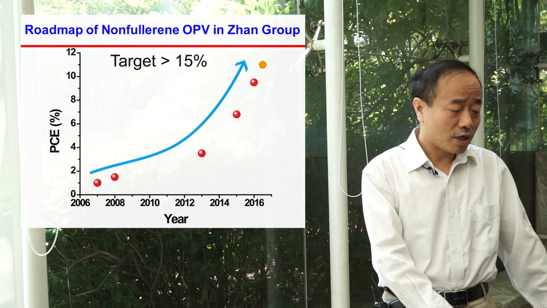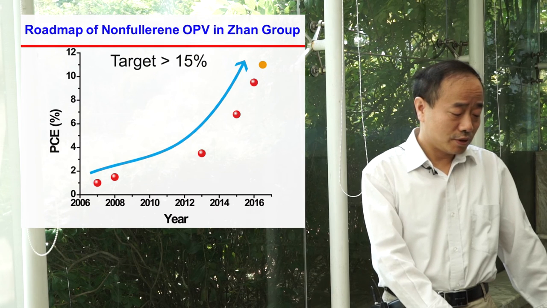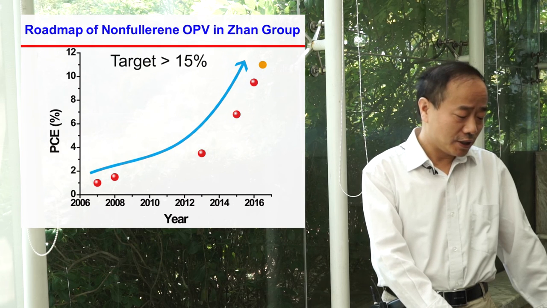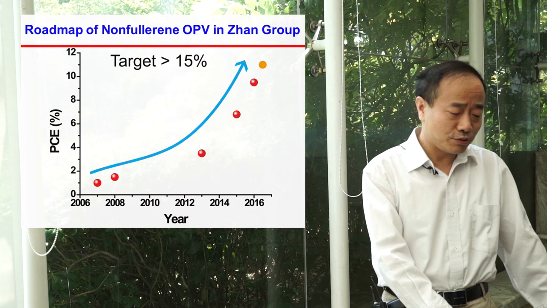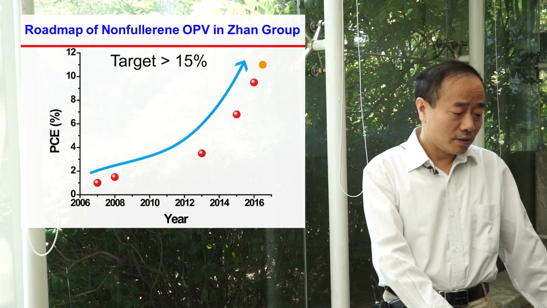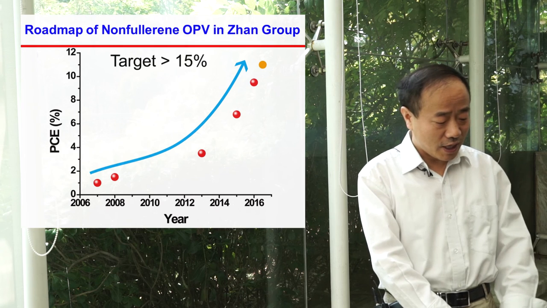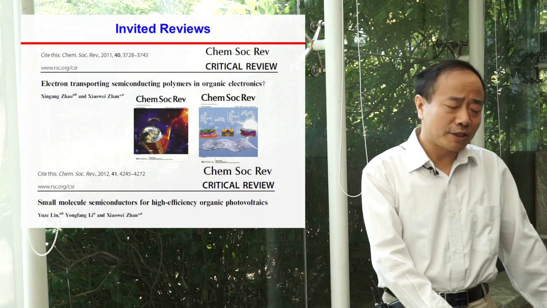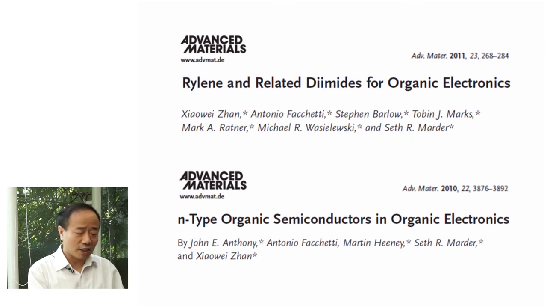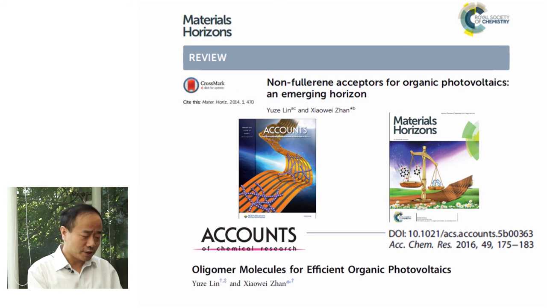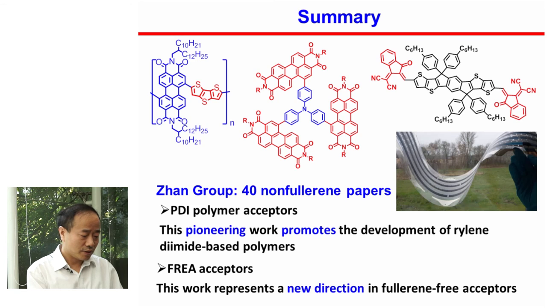Here is the road map of non-fullerene OPV in my group. We started with 1% efficiency in 2007, then increased gradually to over 11% at this time. So our target is an efficiency around 15% or even higher. We also published some invited reviews, for example in Chemical Society Reviews, Advanced Materials, Materials Horizons, and Accounts of Chemical Research.